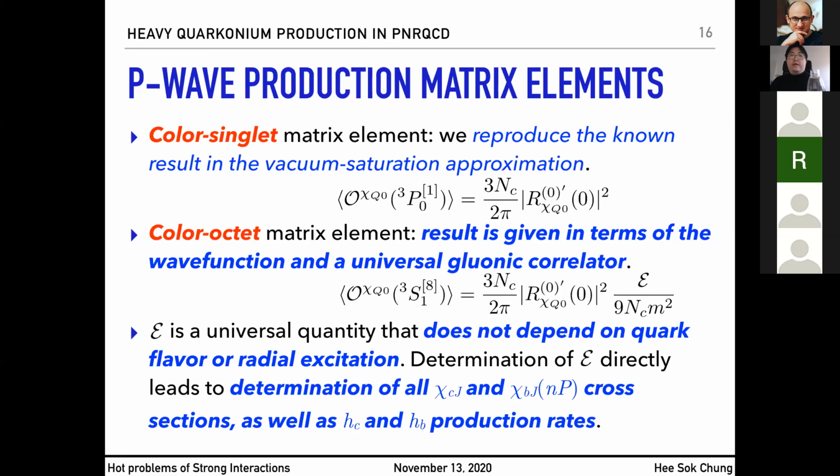So this E is a universal quantity that does not depend on quark flavor or radial excitation. So determination of this non-perturbative quantity directly leads to determination of all chi-cJ and chi-bJ cross-sections, as well as h_c and h_b production rates through heavy quark spin symmetry.